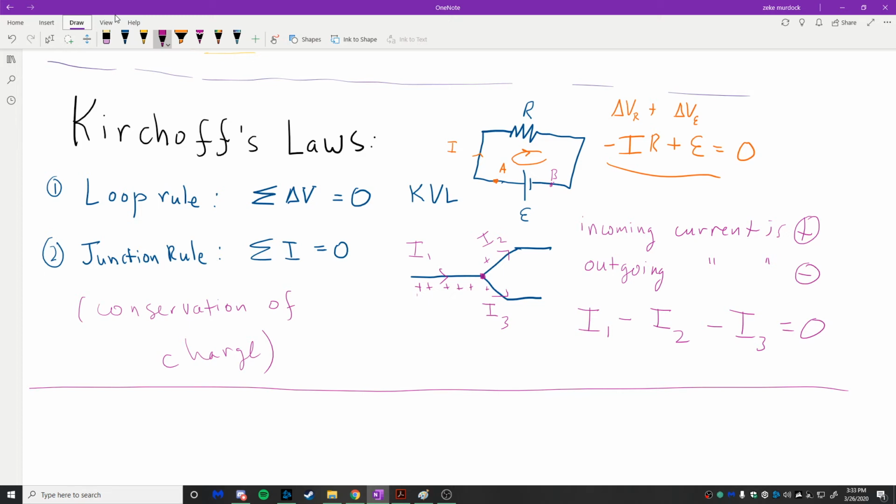Does that make sense to you guys? If I attach a voltmeter between these 2 points, the voltmeter is either going to read E if E is 12 volts, or it's going to read IR, and they'll both be the same. It'll be like 12 volts, basically, right?